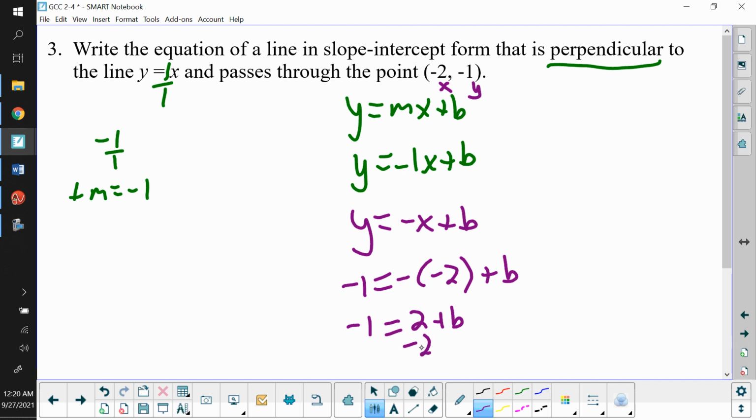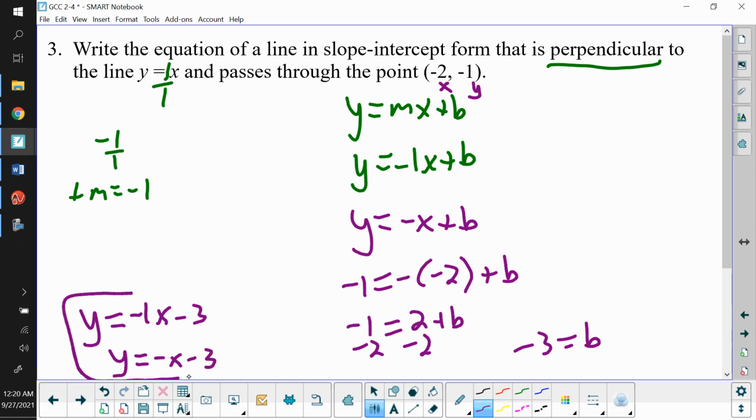We'll subtract the 2 over, and we get -3 is equal to b. To finish off, we'll write our equation. You can either write it as -1x minus 3, or again, -1 is just the same as saying negative in front of the x. So either of those two are fine. On a multiple choice question, they would probably have the bottom one of those two as your choice.